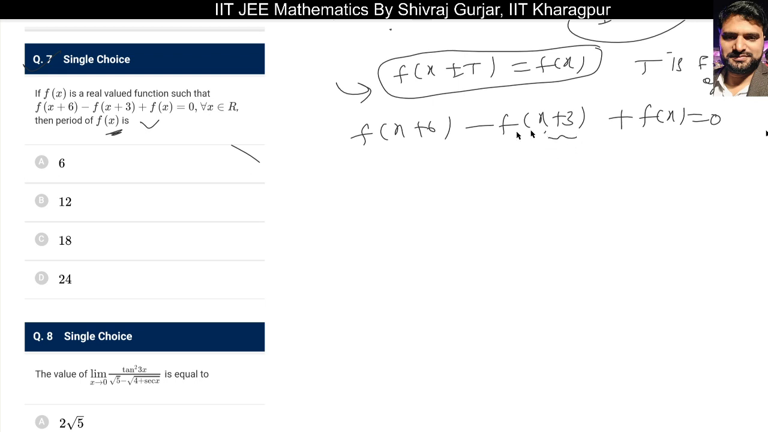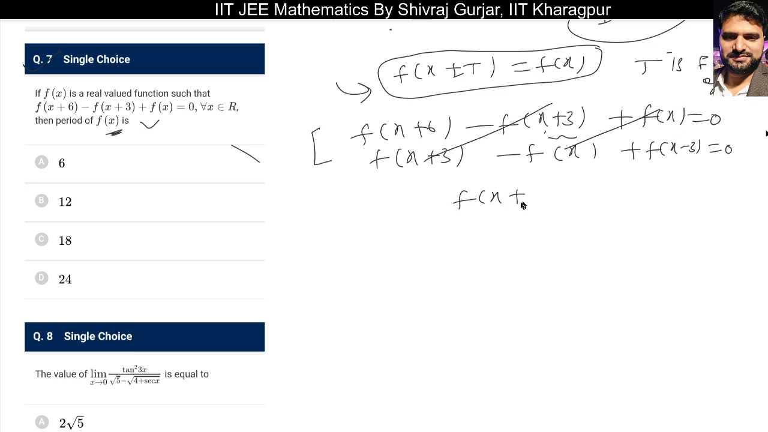If I replace x by x minus 3, then this will become f(x plus 3) minus f(x), plus f(x minus 3), as x is being replaced by x minus 3. Now let us add these two expressions. This will cancel out and this is also cancelled out. So f(x plus 6) plus f(x minus 3) equals 0.